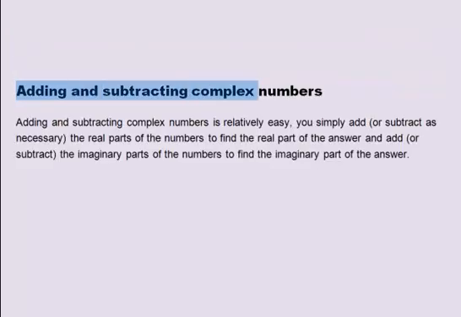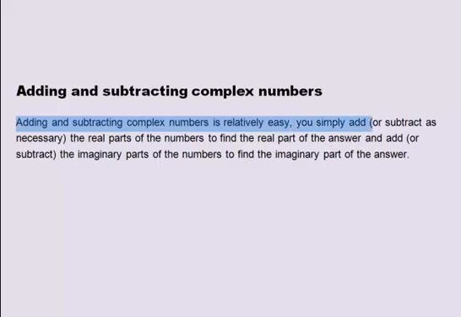Adding and subtracting complex numbers. Adding and subtracting complex numbers is relatively easy. You simply add or subtract as necessary the real parts of the numbers to find the real part of the answer, and add or subtract the imaginary parts of the numbers to find the imaginary part of the answer.